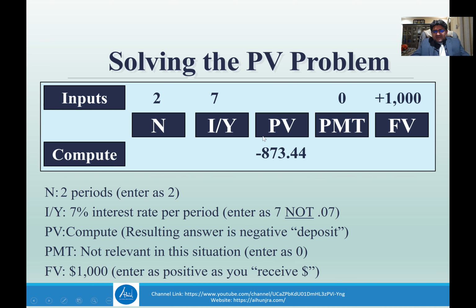The calculator takes it as negative. So N is 2, enter 2. I is 7%, enter 7, not 0.7, as we have discussed. PV we have to compute, that is the deposit, so the resulting answer is negative because it's a deposit, an outflow. PMT, there is nothing, that's not relevant, so we place 0. Future value is given, that is 1000. You will receive it in dollars, that is positive, because you will receive it after some time period. PV is negative because it's an outflow, and future value is an inflow.